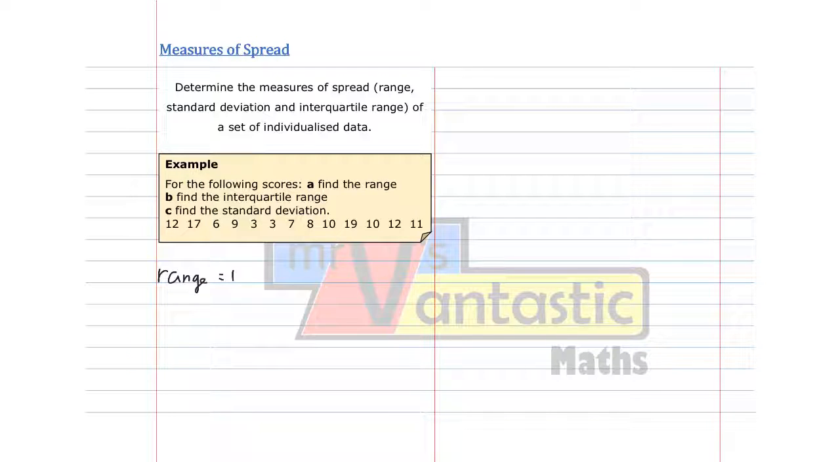So if we're starting with the range, which is the simplest one of them, the range is the largest number, the maximum number, minus the smallest number, the minimum number. So it tells us exactly how widespread our numbers are.